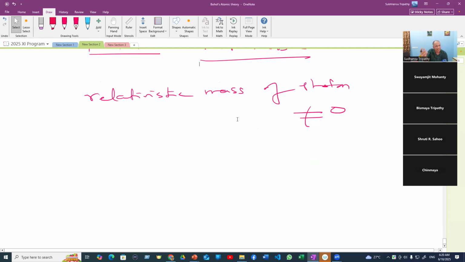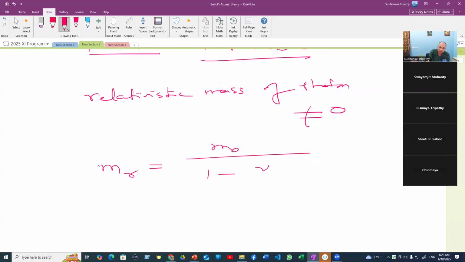In any case, the relativistic mass increases, and that mr is equal to m naught by the square root of 1 minus v square by c square. Here c is the ultimate velocity, that is the velocity of light, but actually it is the velocity of all electromagnetic waves in vacuum or in air. So that is 3 into 10 to the power 8 meter per second.